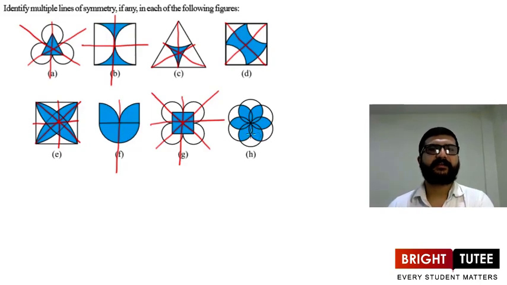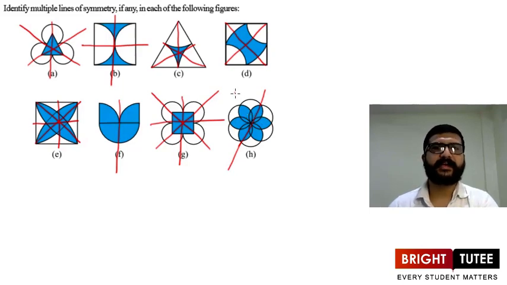Now for the next figure. Now for this figure, how many lines of symmetry can we have? Now for this one we can have one line of symmetry as this red line. It can be extended. So this is one line of symmetry, and another can be like this, and then we can have one line of symmetry like this.